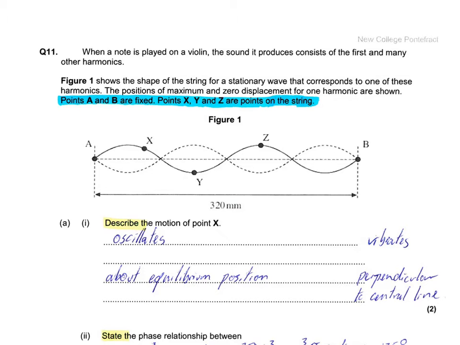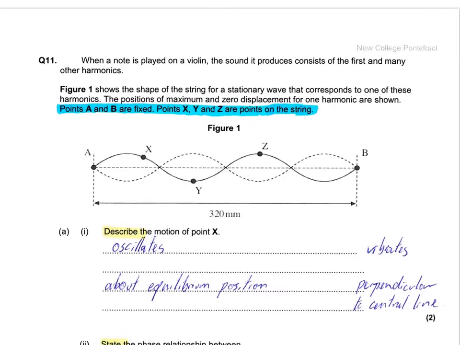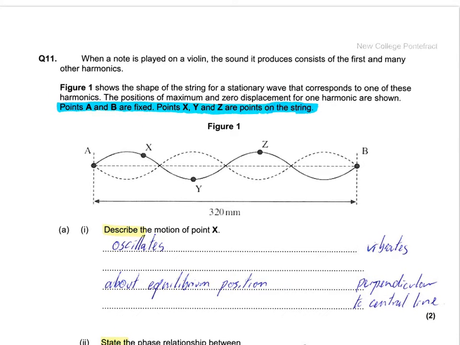So this is the Waves Homework Booklet, question 11. So we've got a note being played on a violin. And when that happens, it's actually produced of the first and many other harmonics. Figure 1 shows the shape of the string for the stationary wave that corresponds to one of the harmonics. The positions of maximum and zero displacement for one harmonic are shown.